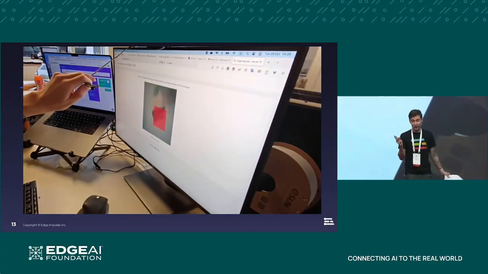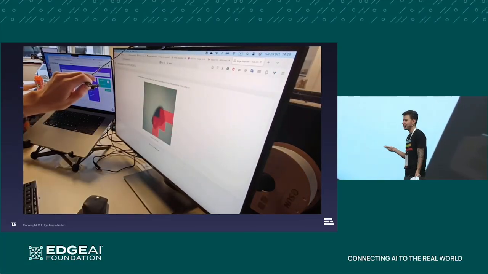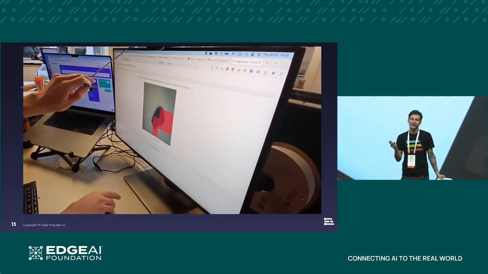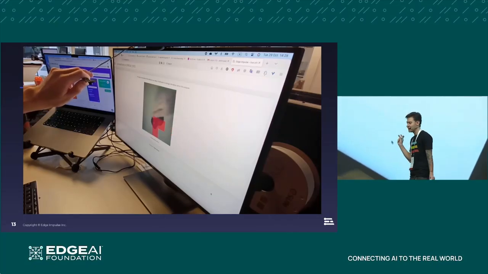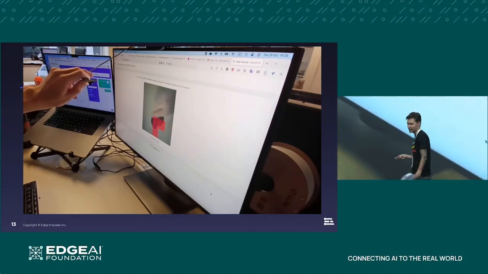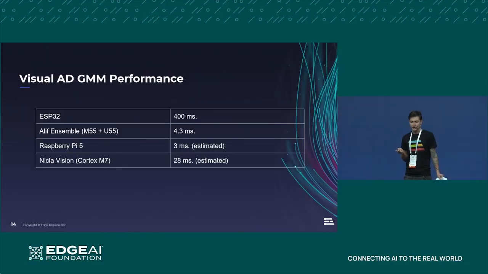ESP32 is a pretty old microcontroller. It does not by itself have any SIMD vector extensions. So yeah, it works on ESP32 as well, but I have some more metrics here. We are also running on the Alif Ensemble board, and it's super fast there. It's 4.3 milliseconds for FOMO-AD, FOMO-AD GMM, Visual AD GMM, and then Raspberry Pi is 3 milliseconds estimated, and Cortex-M7 28 milliseconds. So it's all very fast.